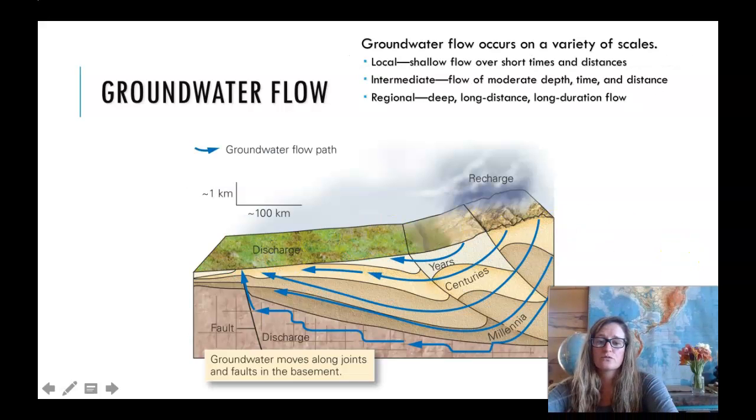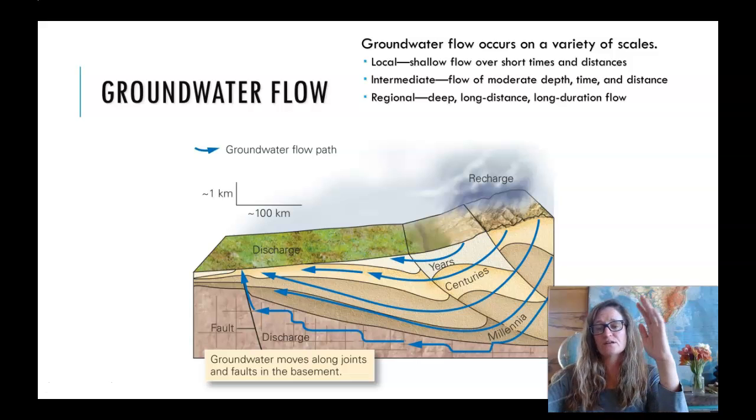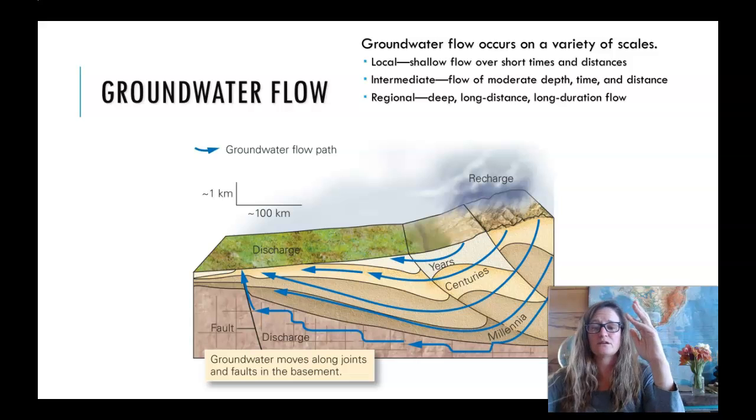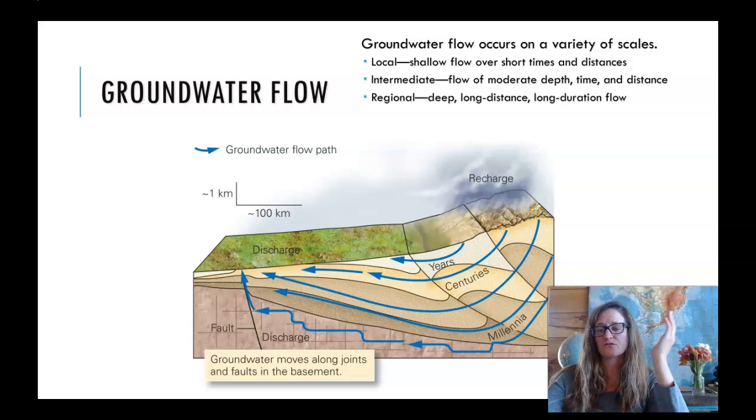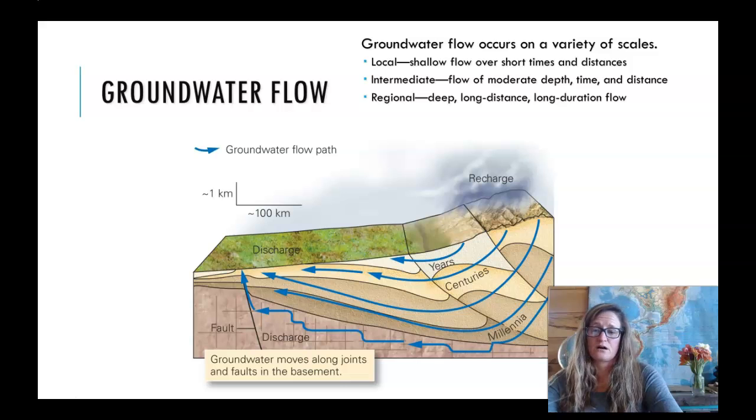Groundwater flow can happen at different rates. And usually near the surface, the groundwater flow is going to be faster. So in this image, we can measure the flow in years. Below that, a little deeper, we would measure it in centuries, and then millennia, maybe thousands of years. So groundwater flows at different rates depending on the depth you find that water in the aquifer.